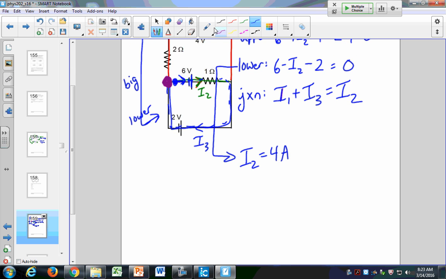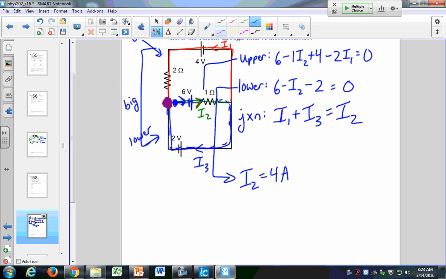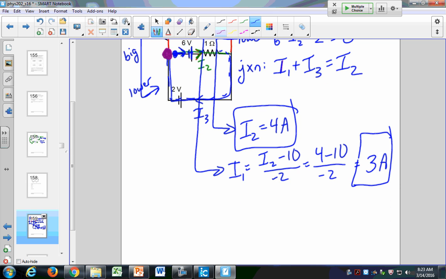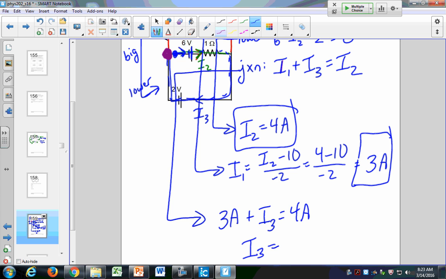Then I can solve equation 1, because now that I know I2, I can solve this for I1. And that's equal to 4 minus 10 divided by negative 2, which is 3 amps. So I have I2. Now I have I1, and then if I want to know I3, I solve the junction rule. So I do I1, which is 3 amps, plus I3 equals I2, which is 4 amps. And so I3 has to equal 1 amp.